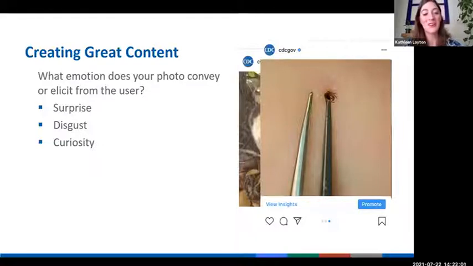These images all convey something so strong that users were compelled to interact with these posts. It was most likely second nature. Sometimes you comment on something and you don't even realize that you're engaging with it because it's just that intuitive.